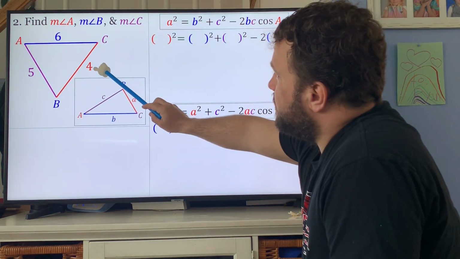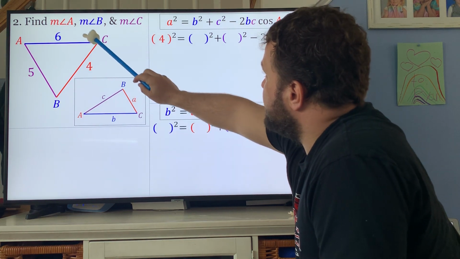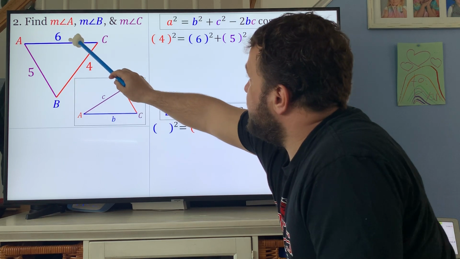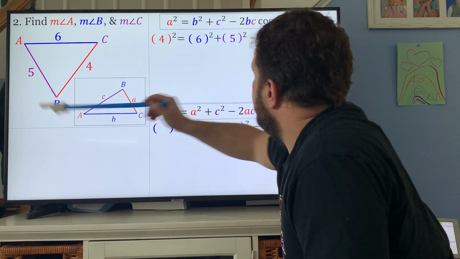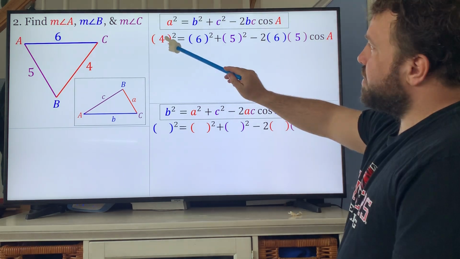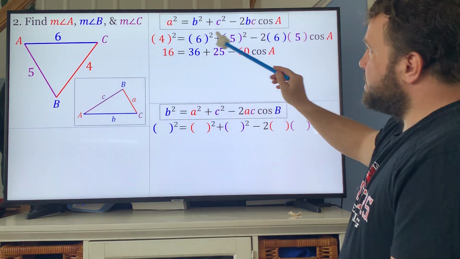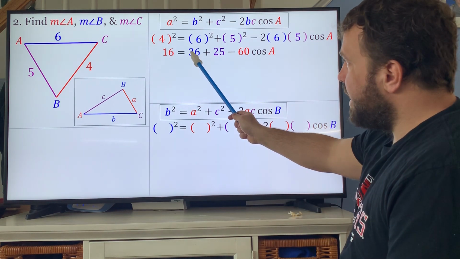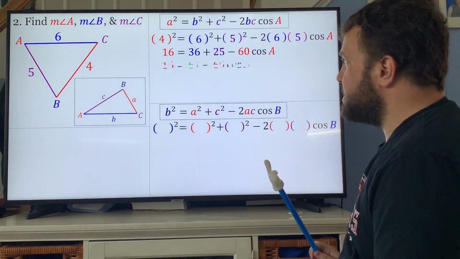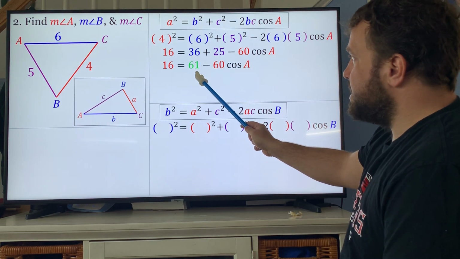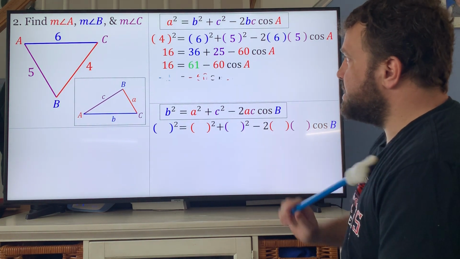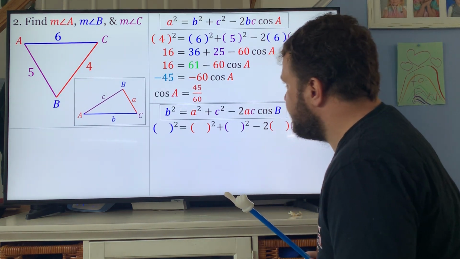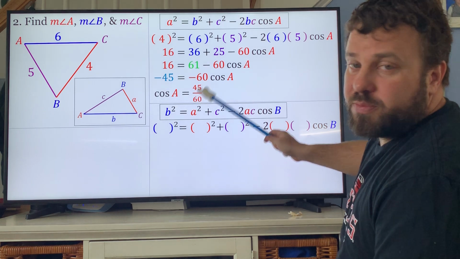A is across from A, so 4 squared equals 6 squared plus 5 squared minus 2BC cos A. 16 equals 36 plus 25 minus 12 times 5, which is 60 cos A. Add the 2 numbers, you get 61. Subtract 61 from both sides. So 16 minus 61 gives you negative 45. Divide both sides by negative 60. Negative divided by negative just becomes positive.